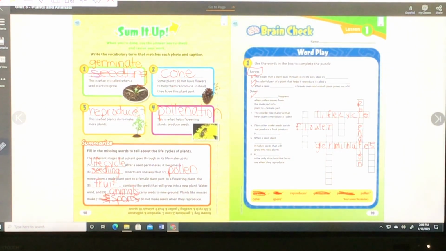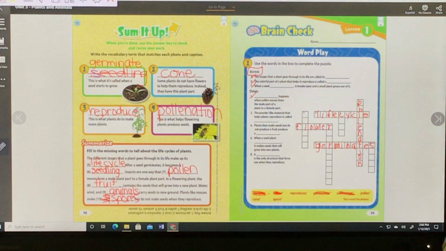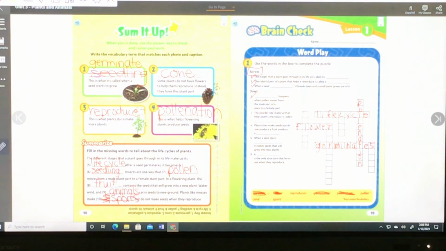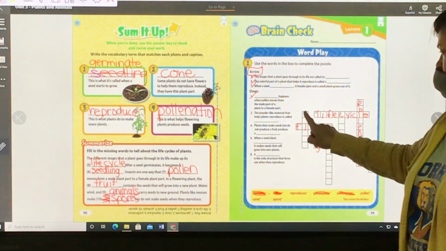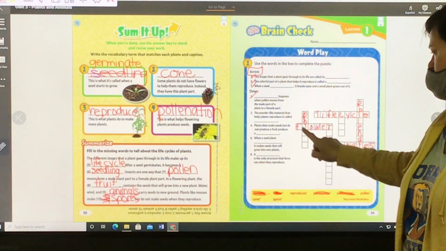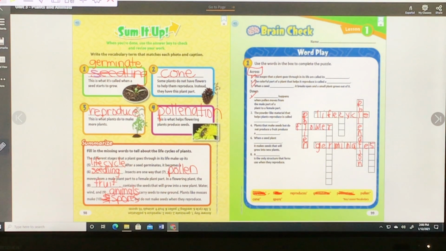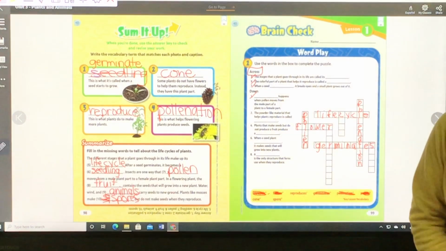All right, find two down. And the clue for that is the powder-like material that helps plants reproduce is called, what is it, everyone? Pollen. Think you can finish the rest of those? Yeah.